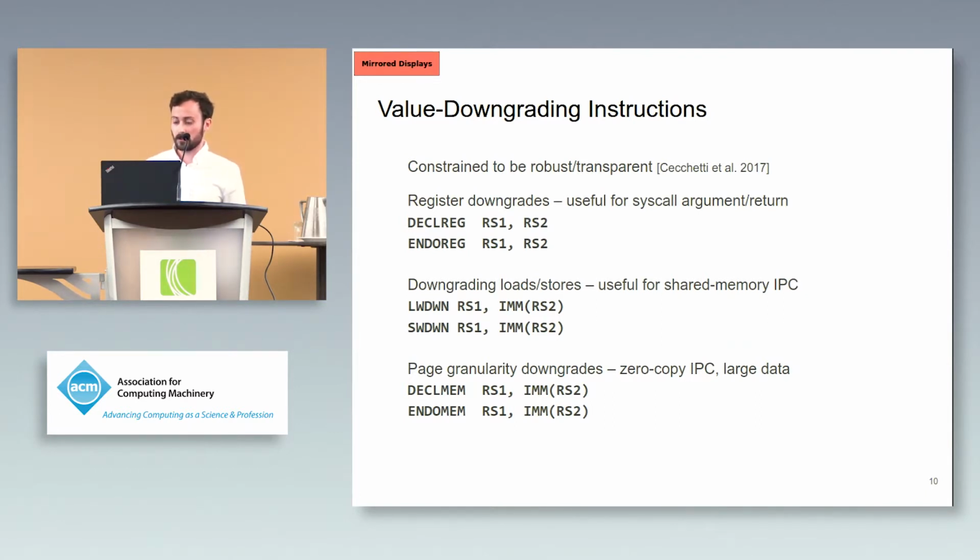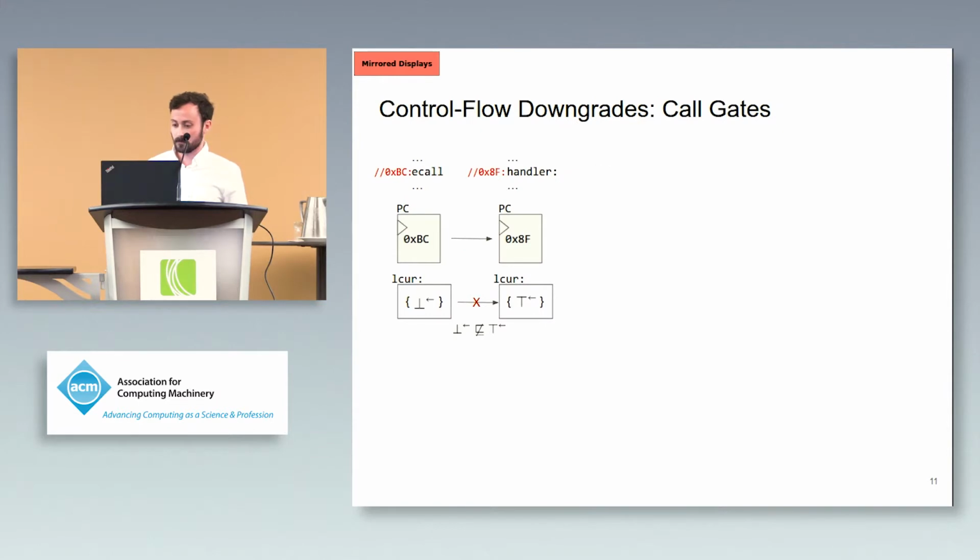Similarly, there are downgrading loads and stores, which work just like normal loads and stores, but they are permitted as long as the load or store can be done non-malleably, rather than enforcing information flow strictly. There are also page granularity downgrades, which reduce the labels of pages, similarly to register downgrades, and they're useful for doing zero-copy IPC of large amounts of data.